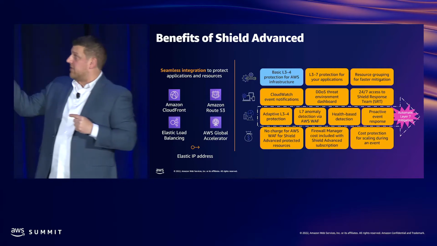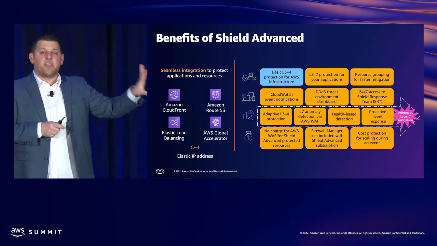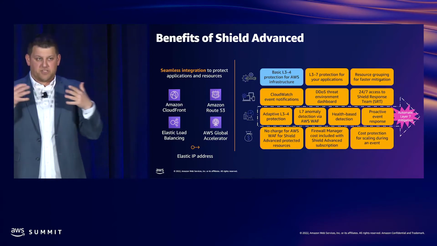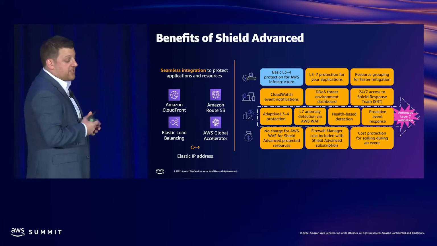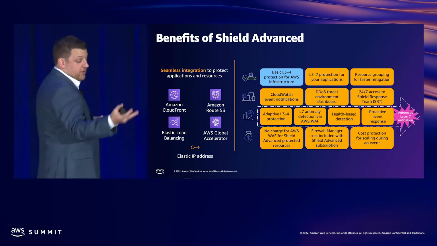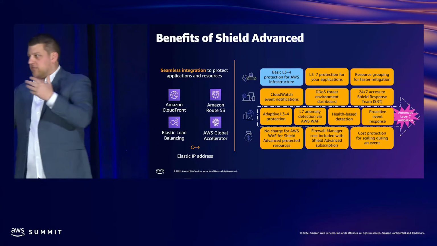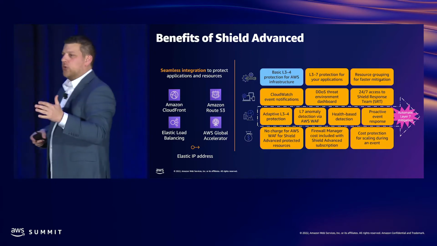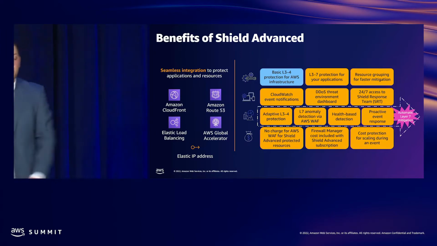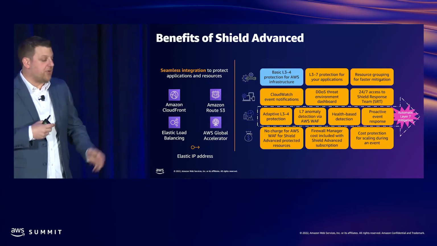So before I get into some of the specific features, the resources on the left are everything that Shield Advanced seamlessly protects in our cloud. So Amazon CloudFront, our Elastic Load Balancers, Global Accelerator, and our Elastic IPs. You can go into the console, go into Shield Advanced, and choose what resources you want to protect, and those are the resources that we integrate these custom protections into.